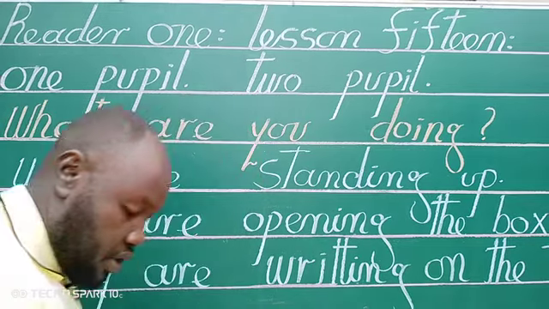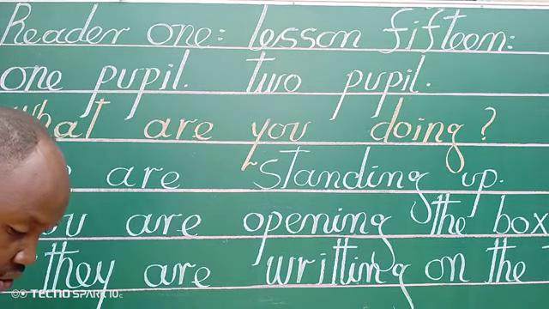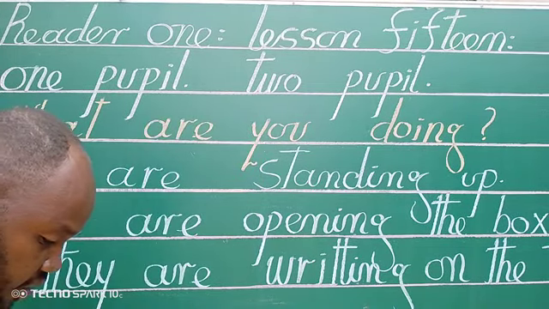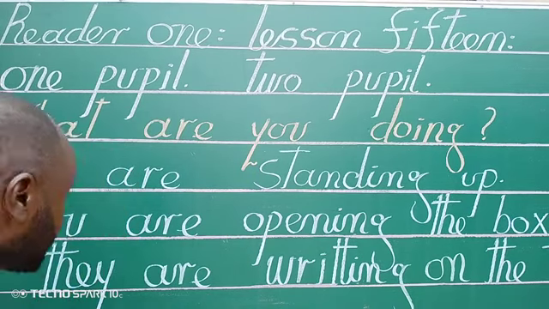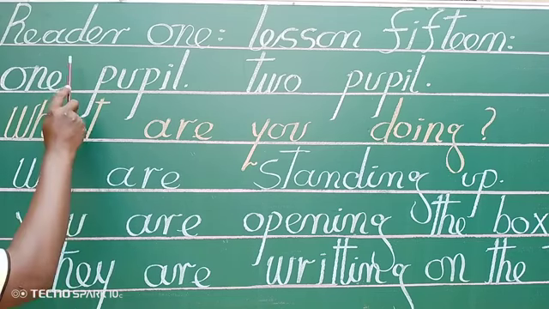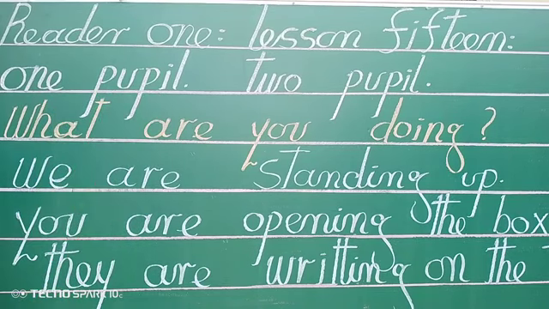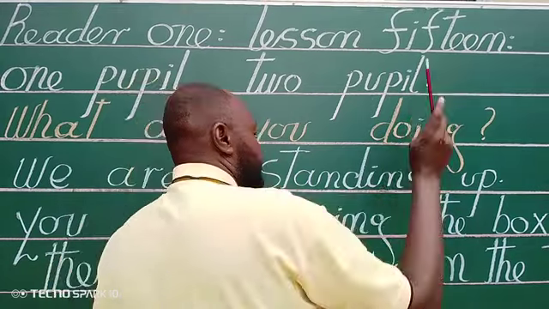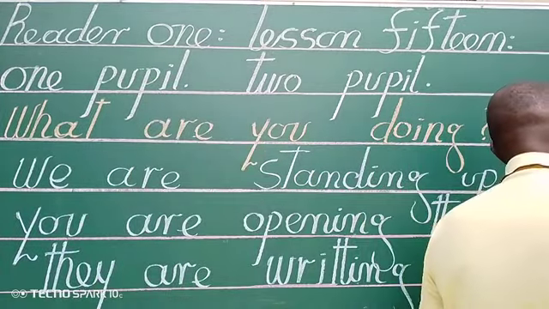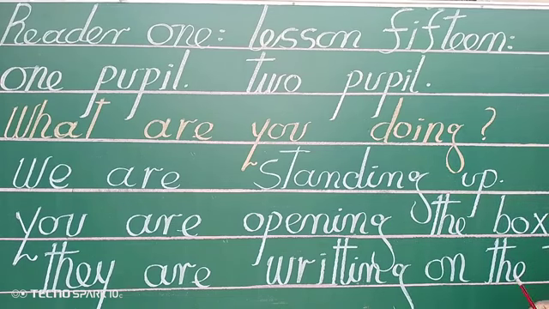Have a look at this on the green board so as to understand what that means exactly. First we have here Reader 1, lesson 15. We say Alhamdulillah because we have come to the half of this book. Not exactly, but anyhow we continue. We have maybe about 40 lessons, but I think we are coming closer to the half of this book.